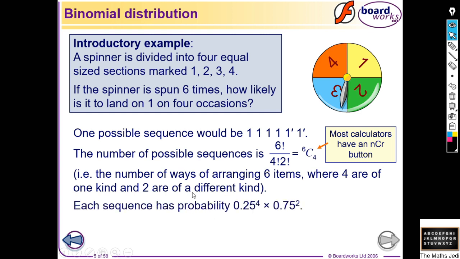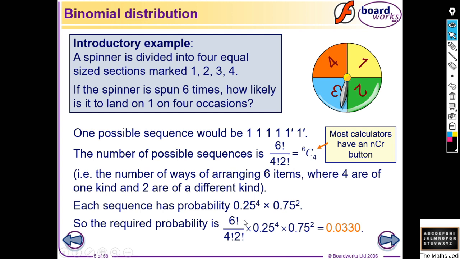Now, also, we have to take into account the probability. We know that there is a 1/4 chance of us getting a 1, and that's got to happen 4 times in a row. And we also know that to get not 1, 3/4 of the time, that has to happen twice. So we've got to look at the probability of getting 0.25 4 times in a row, and then 0.75 2 times in a row. But there are 6 choose 4 ways of that happening, so all these different ways of these two things occurring. So you've got to multiply by this 6 choose 4 figure and you get your 0.0330.